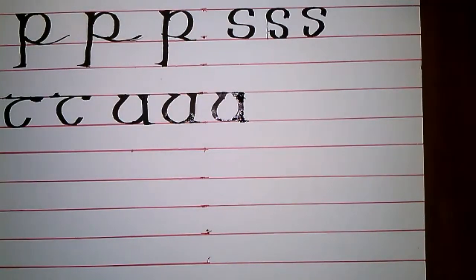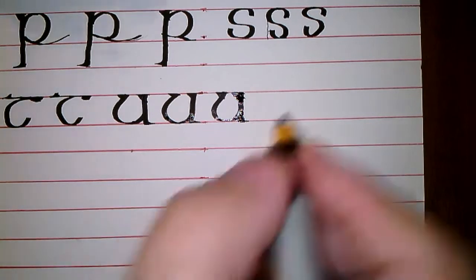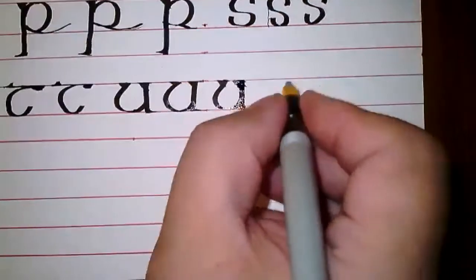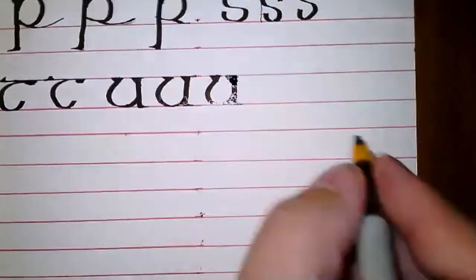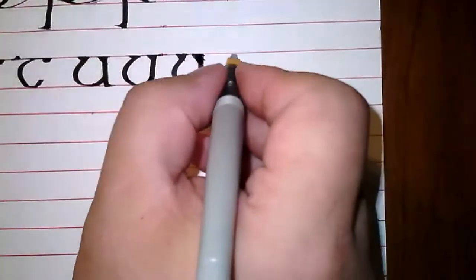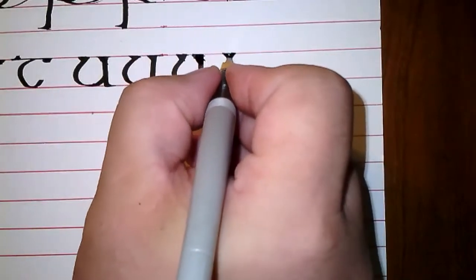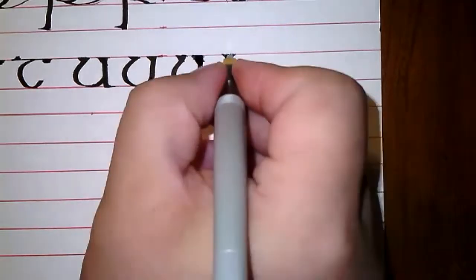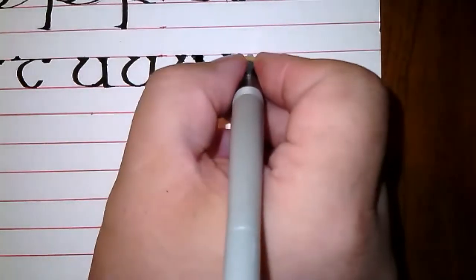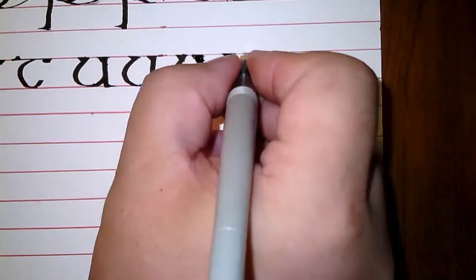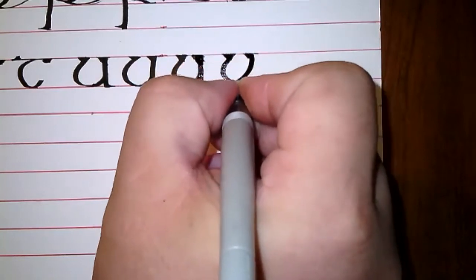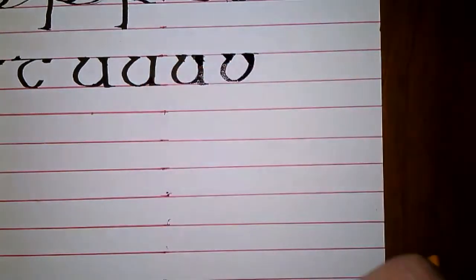Is there a letter V in this script? No, there is not. However, if you feel the need to do a V instead of just doing a U, because you feel that the person that you're writing this for would do better to have a V, start it off the same way with the U. And instead of drawing straight down, bring it in. And that can be a V for you.